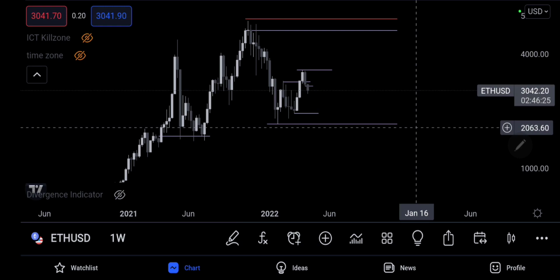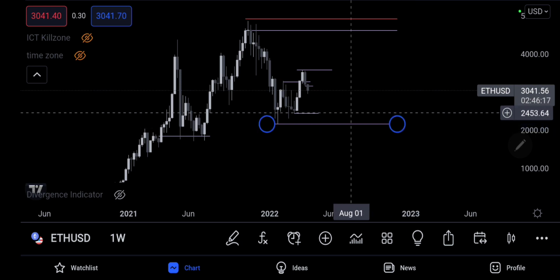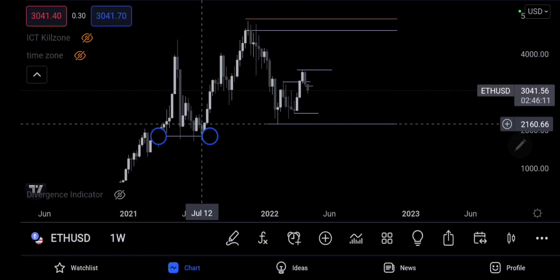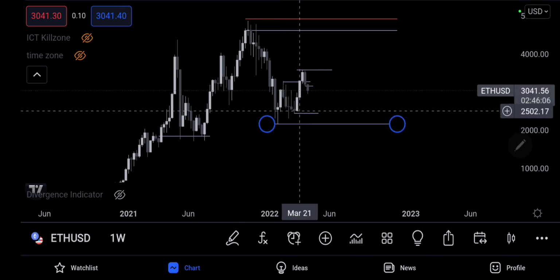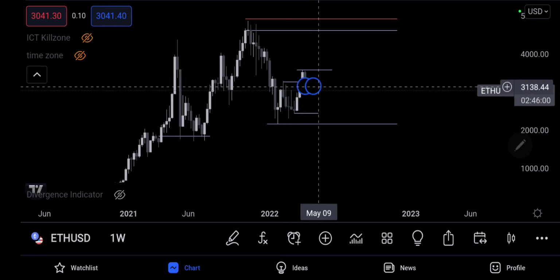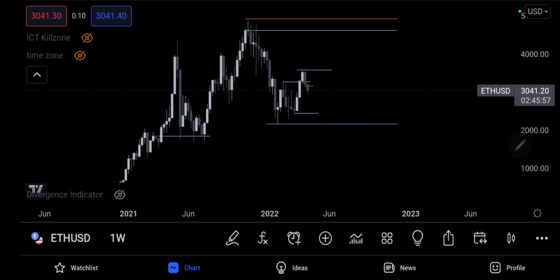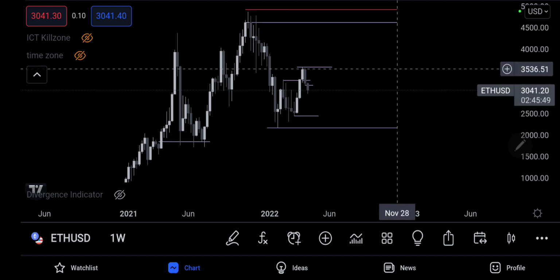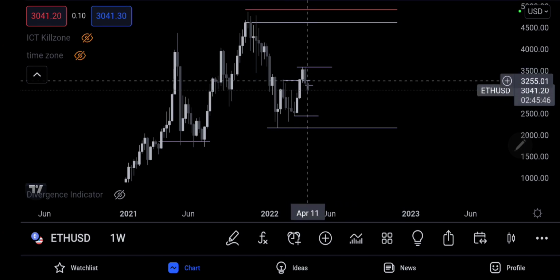Just from looking at this, we know overall on the monthly price has been going down. Now on the weekly, we can see that price has come down, and right now it is mitigating off this last down candle where price had gone to. Price then came up, came down, and then came up right here. So right now price is just in this range. This is how you're going to do your framework. If we're looking at the next order flow, based on this right here, the fact that price then came all the way down.